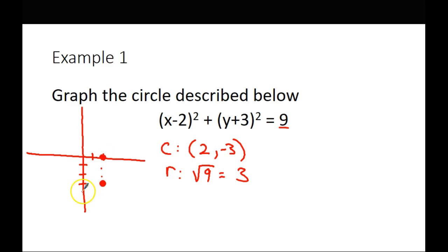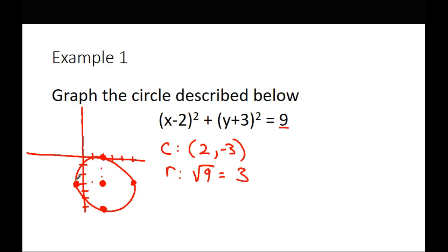And I'm also going to go down 3 and put another dot. I'm also going to go 3 to the right from my center and 3 to the left. 1, 2, 3. So I'm going to take that radius length, which is 3, and I'm going to go up, down, left, and right that far from the center. And once you have 4 dots, I'd say you have enough information to sketch a pretty decent looking circle. And that is the circle that comes from that equation there.